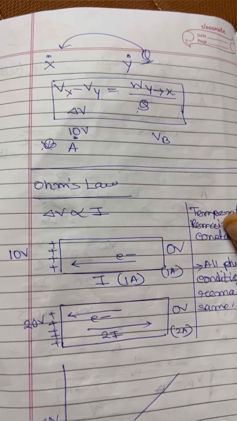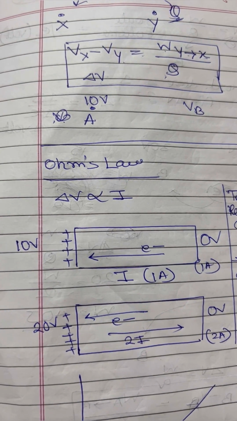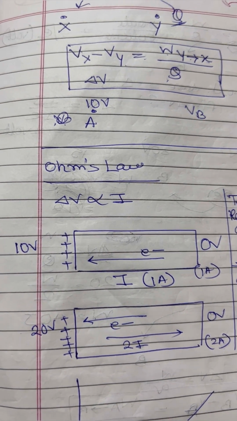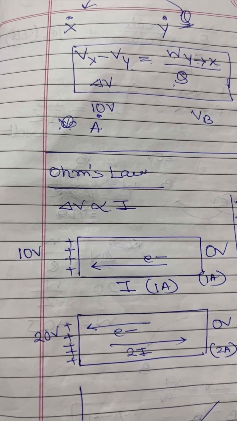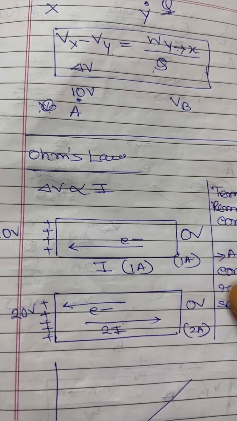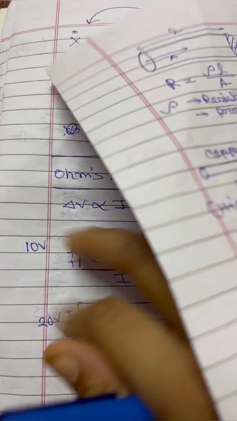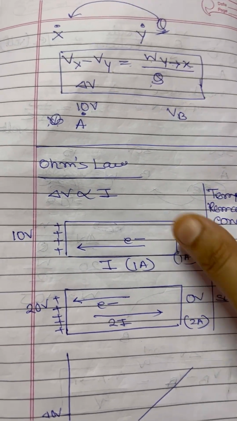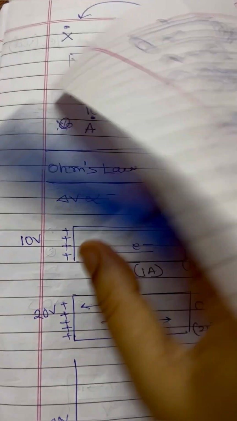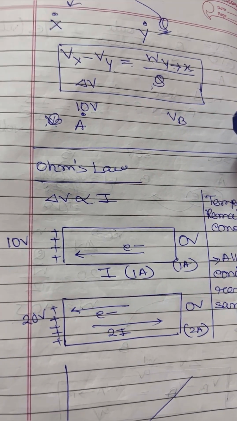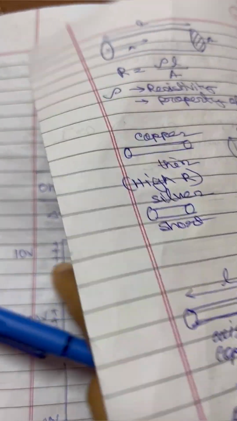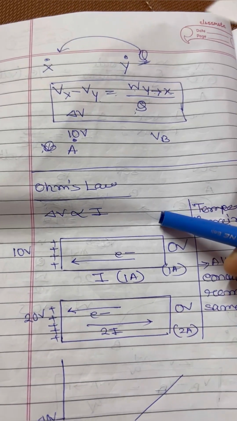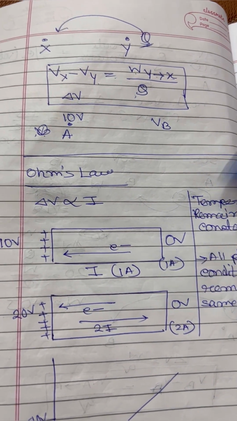Now we will learn about Ohm's law. Ohm's law, we know, says that the potential difference is directly proportional to the current. If current increases, then potential difference will also increase. So you see there is a conductor where there is 10 volt and there is 0 volt. So this is a potential difference. This is less, this is high. Achha. So the electron is moving in this direction, then the current will go in this direction. So here is 1 ampere current.